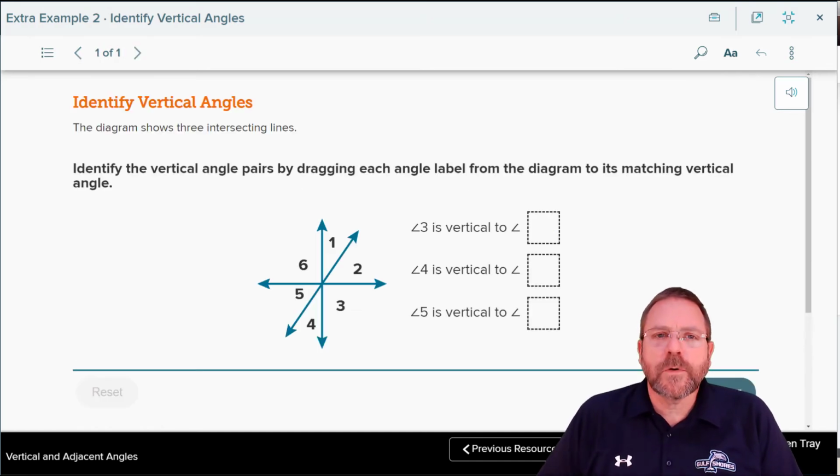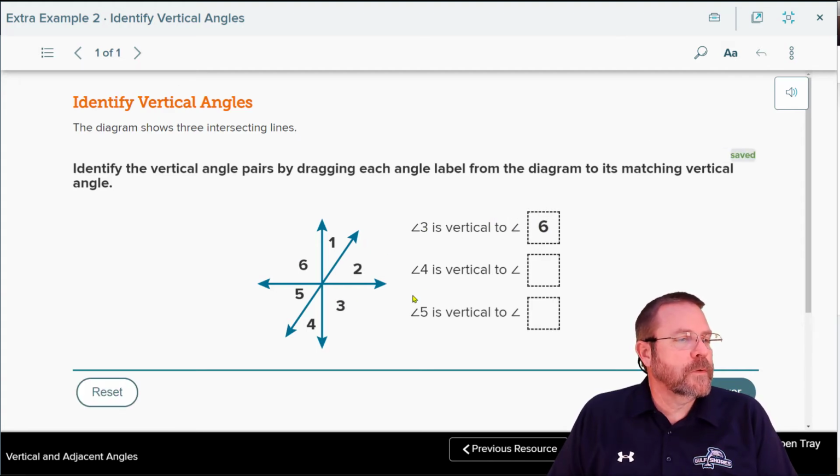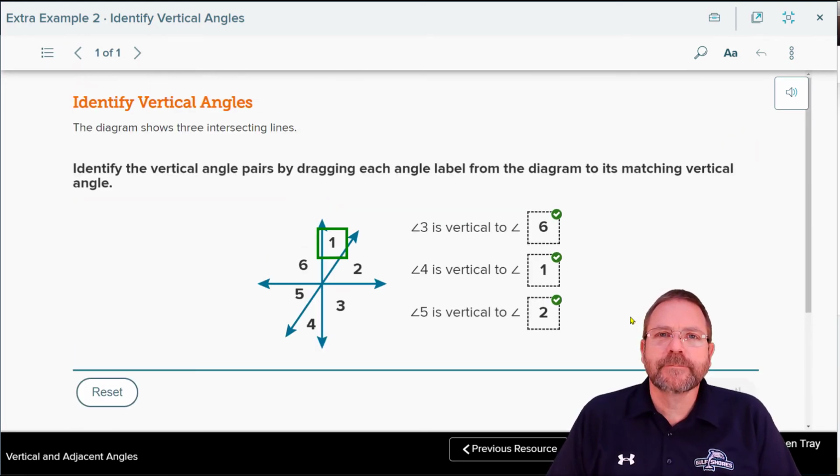Now it's going to be your turn. Do extra example number 1, just like I did example number 1. Was that easy or what? Let's say the opposite of angle 3 is going to be angle 6. That's a vertical angle. The opposite of angle 4, that's this one, is going to be angle 1, the vertical angle. And the opposite of angle 5, that's this one, is going to be angle 2, the vertical angle. It checks. Easy math. Anybody can do this stuff.